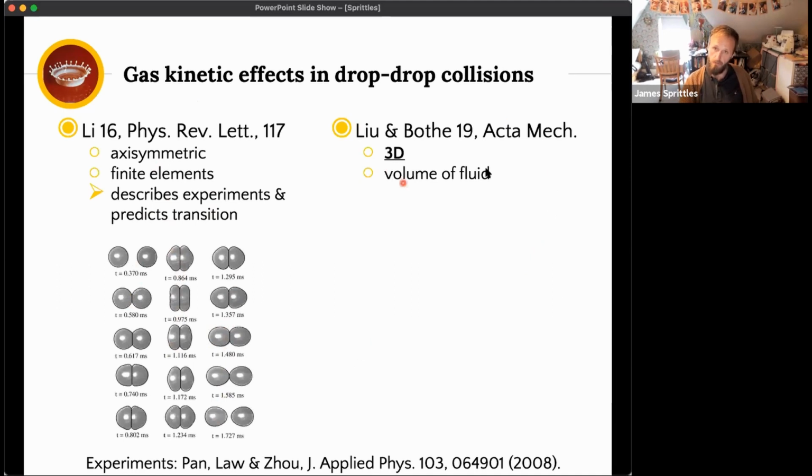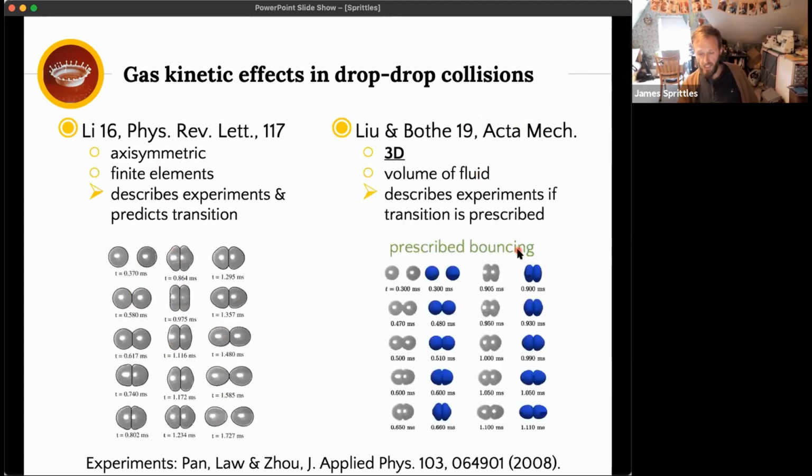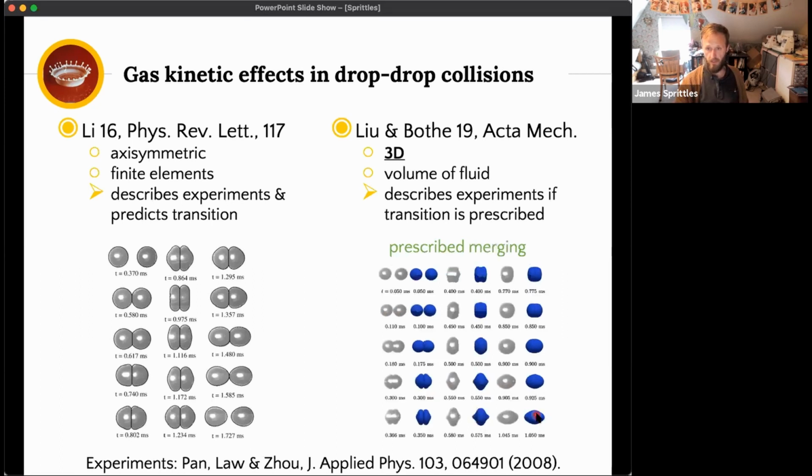So Liu and Botha then in 2019 tried to extend these ideas towards 3D using volume of fluid, and essentially struggled to do that because of this hugely multi-scale problem which they encounter. So what they do is they say, well, we're not going to describe the dynamics of the gas film so much. We're just going to prescribe whether the drops bounce or whether they merge. And what you can see here is that if they prescribe bouncing for an experiment which bounces, everything looks great. If they prescribe merging for an experiment which merges, everything looks great. So as I said before, the challenge really is to predict the transition.